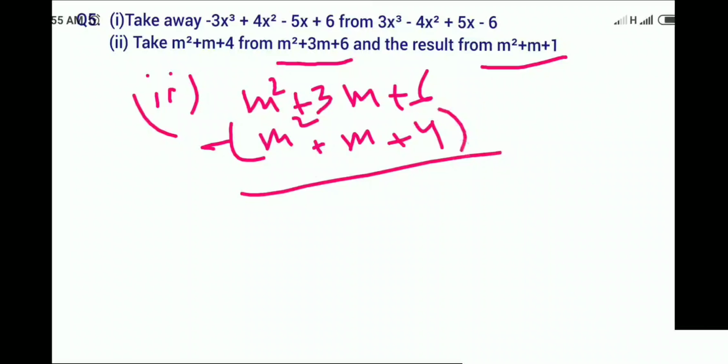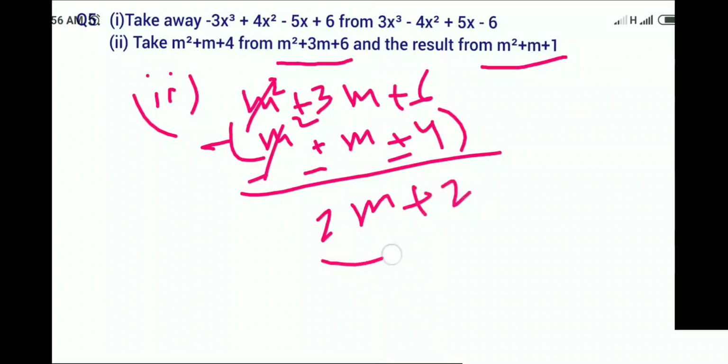Change the sign, minus minus minus. Therefore, m square minus m square is equal to 0. 3m minus m is equal to 2m, plus 6 minus 4 is equal to plus 2. This value has to be subtracted from this again.